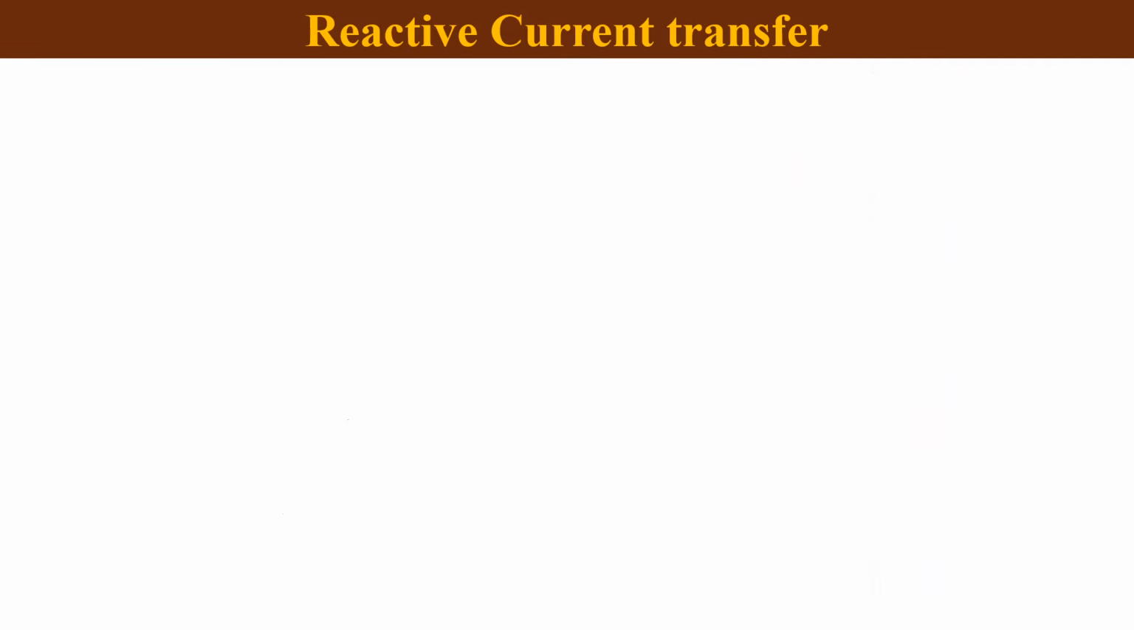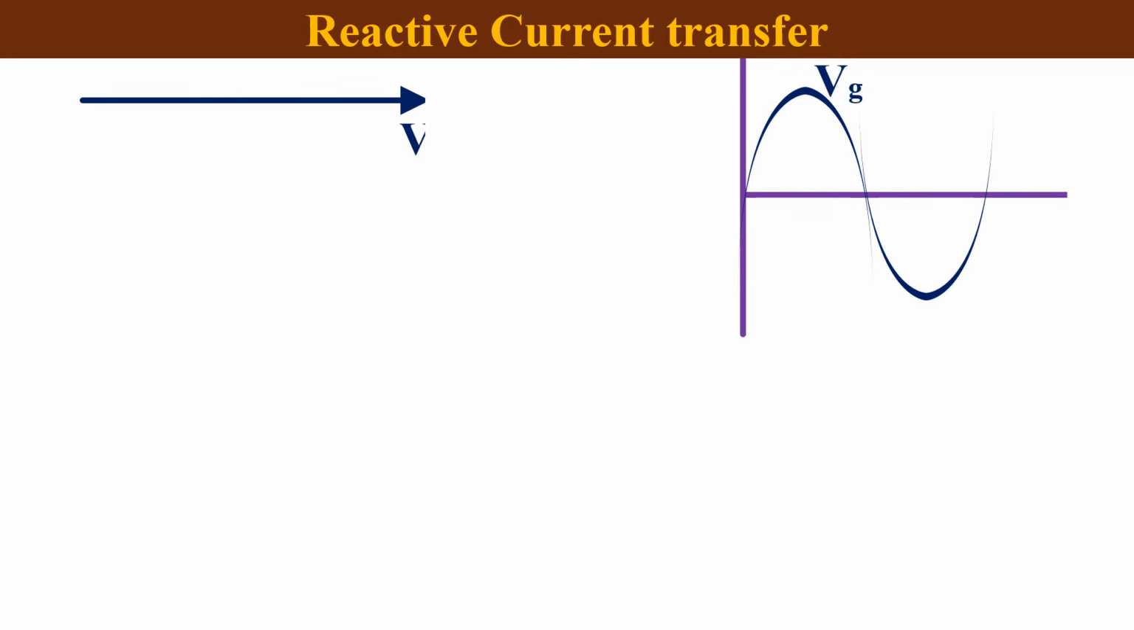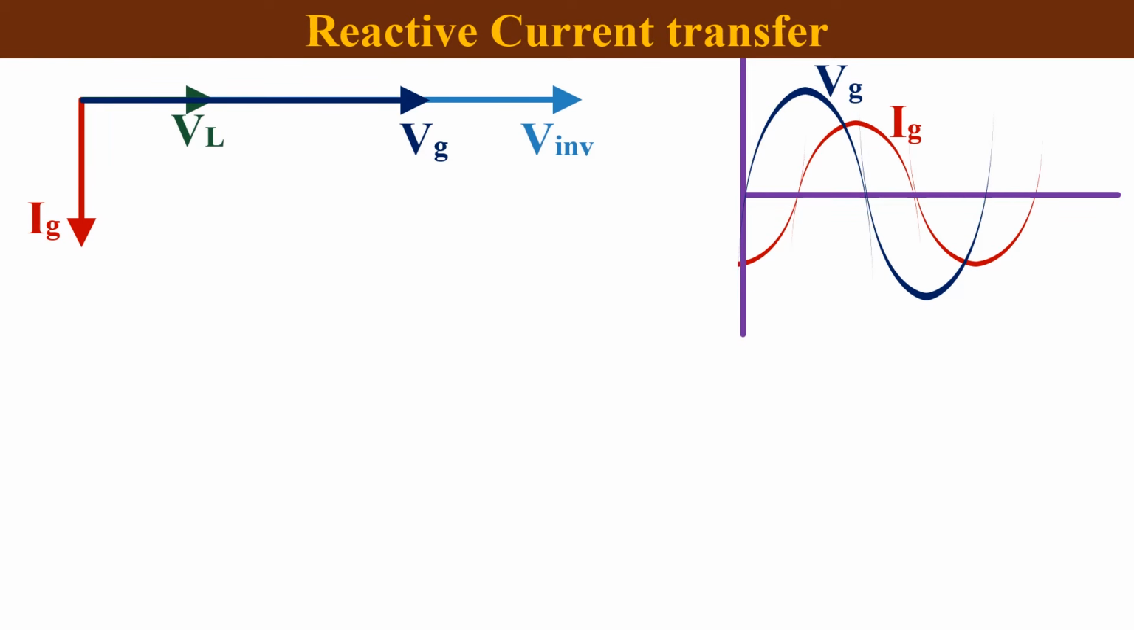Now I will explain how the inverter sends reactive current. Again we start with drawing the phasor diagram. First I will draw the grid voltage. Now we need to draw the current. The current can be leading or lagging the voltage depending on whether we are sending or receiving the reactive current. I am considering a lagging current here. Now the inductor voltage drop VL should lead the current by 90 degrees. I will mark that also. Now add the two phasors VL and VG to get inverter voltage.